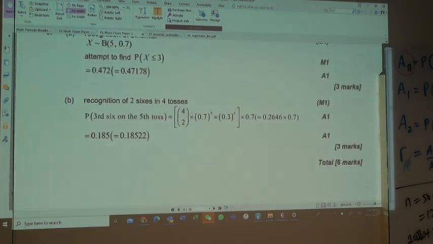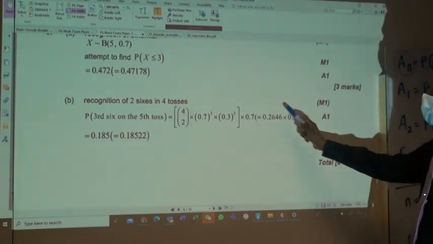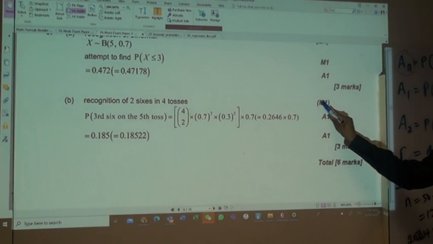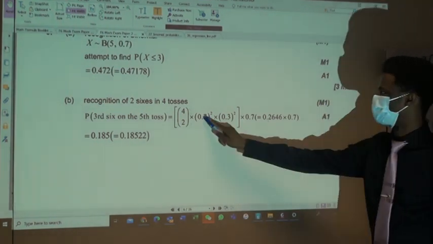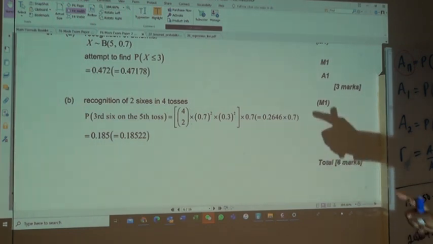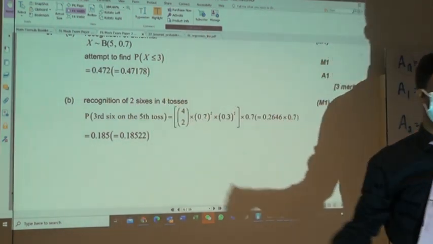Having said that, now look at the marks allocation. Recognizing and explaining this, M1. Then put in this, A1, and the final result, also A1. Don't forget 3 significant figures, okay, 3 significant figures.